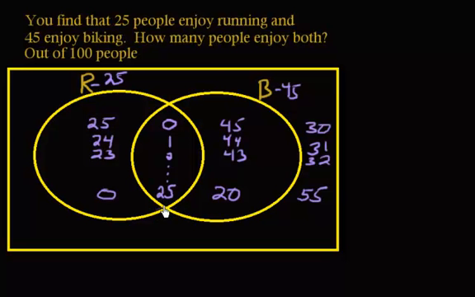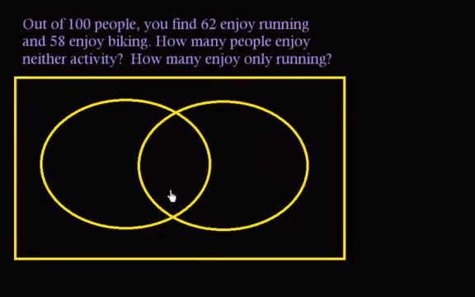And again, you can't go above 25 because it violates our condition that 25 people enjoy running. And that's it. So our answer, how many people enjoy both, is between 0 and 25. Or you can say less than 26, or less than or equal to 25. Okay, something like that. But there you go. So let's try another example.